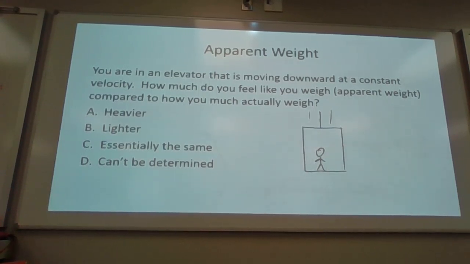Tell your neighbor. Correct answer is C. You're moving at a constant velocity. Sum of the forces is equal to 0. Force of gravity is equal to normal force. So when the elevator levels out and goes at a constant speed, you should feel normal.